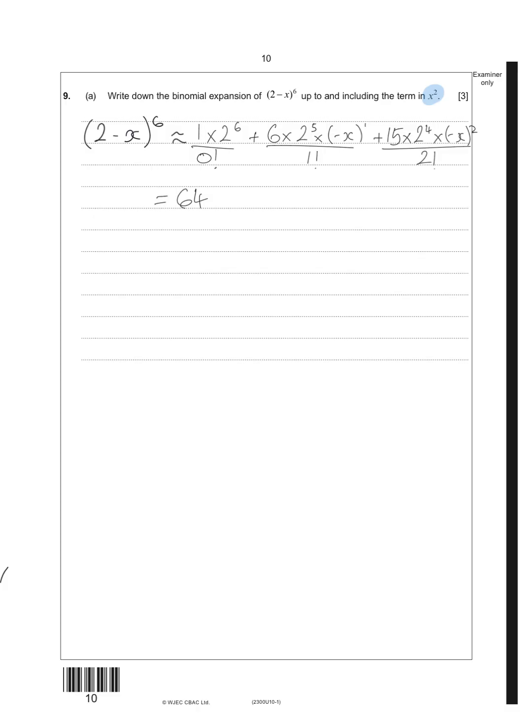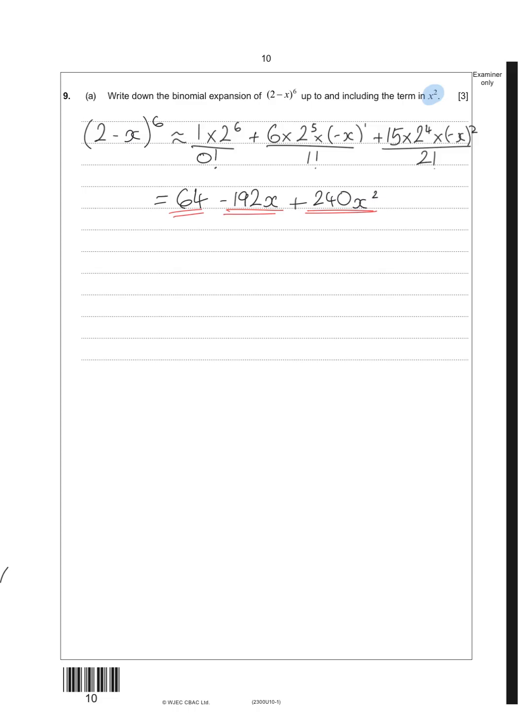Then we've got 2 to the power 5, which is 32, times minus x. So minus 32x times 6 is minus 192 lots of x. And then for the third term, I can see it's going to be positive again, because I've got 2 negatives multiplied by each other. Then I've got 2, 4, 8, 16. Divided by 2 gives me the 8. And then I'm going to multiply by the 15, so I get 240x squared. And there are my 3 parts for my 3 marks.